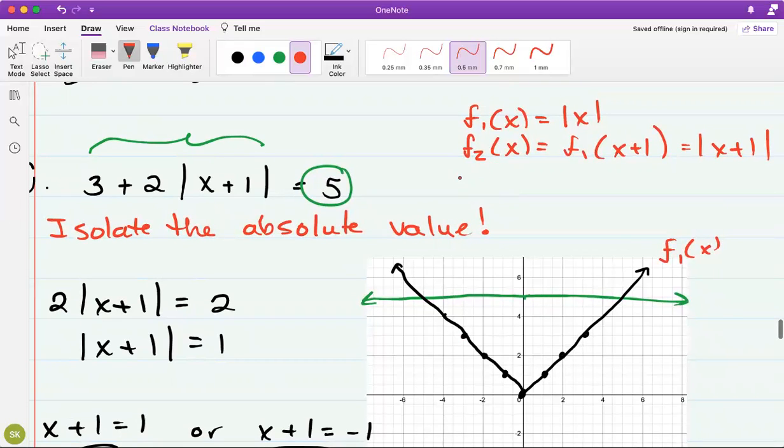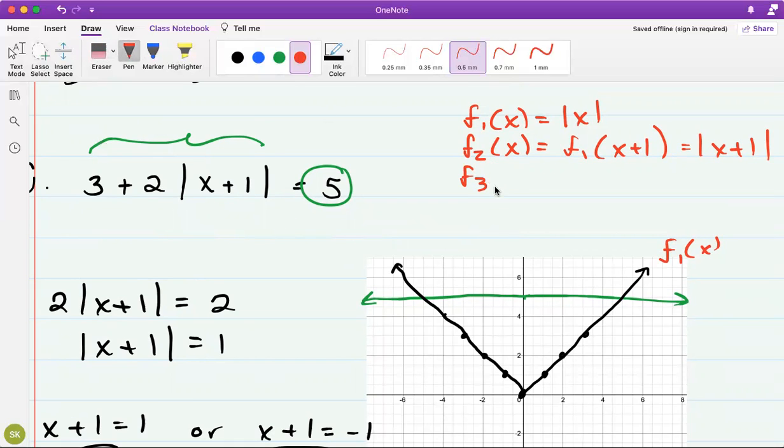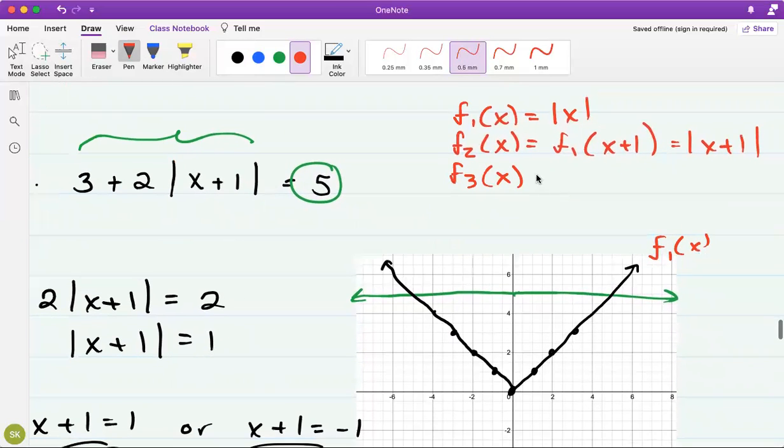Then after that, I define a new function. Let me erase this because I want some room. I define a new function. How can I get this one to look like this? Well, I would multiply by 2 next. So 2 times f2 of x, which would give me 2 absolute value of x plus 1.